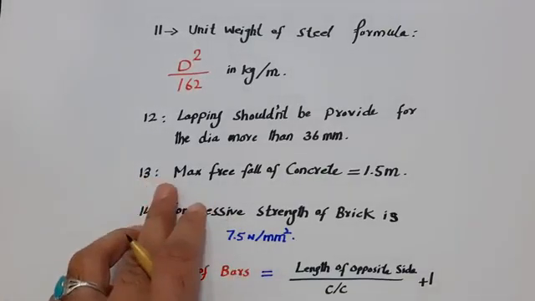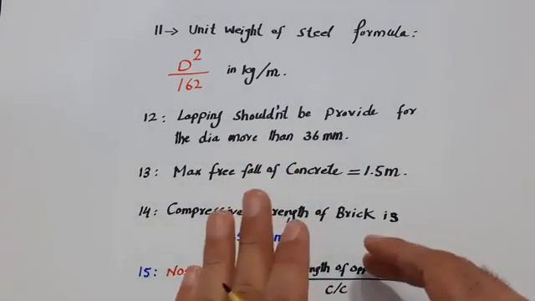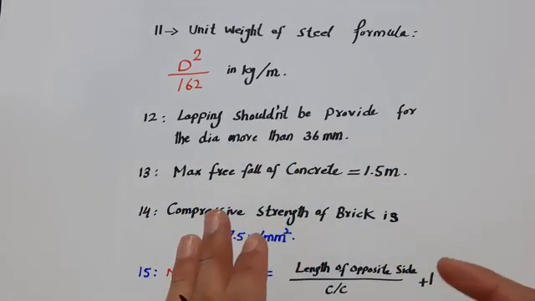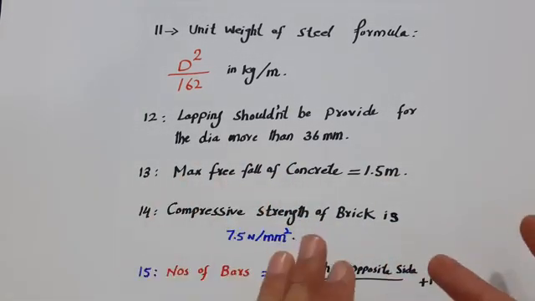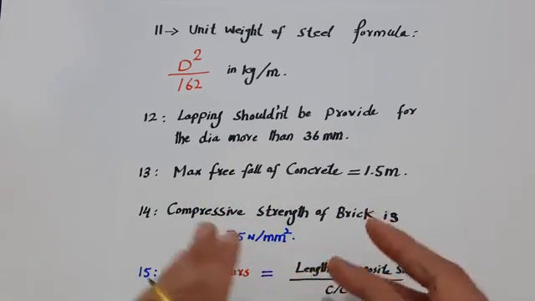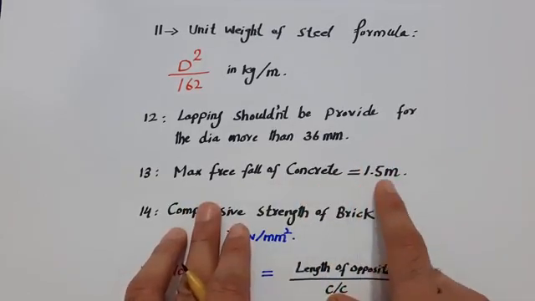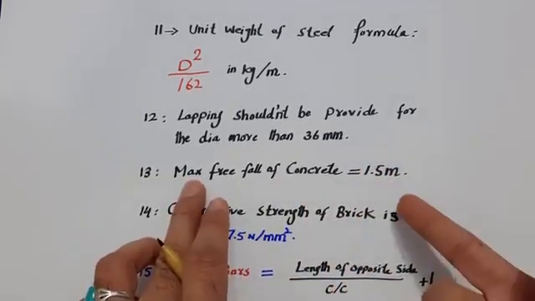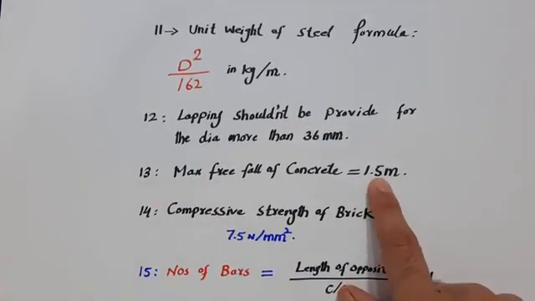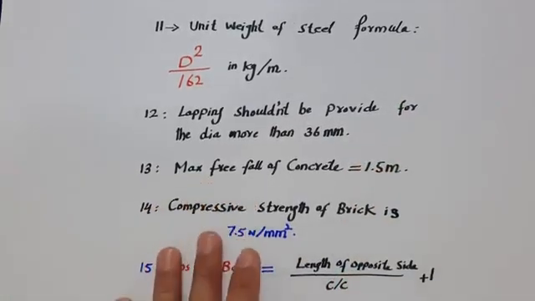Guys, the 13th one is max free fall of concrete. During pouring of concrete in slab or any member or CC member, the concrete height should not be more than 1.5 meter. So max free fall should not be more than 1.5 meter. Otherwise, it will cause bleeding, segregation, etc., and you will face problems.